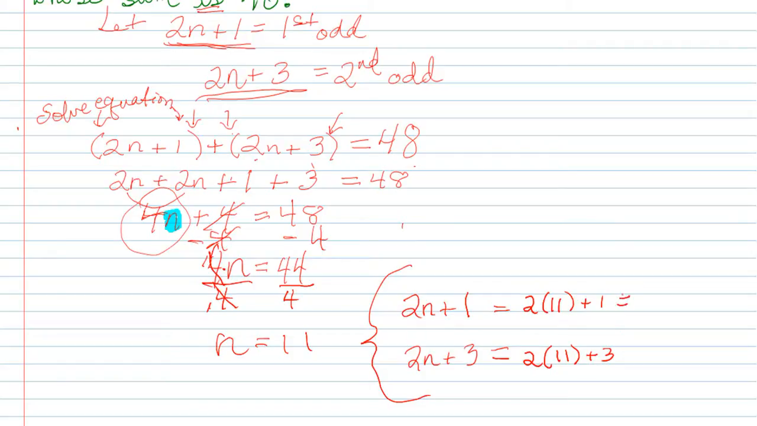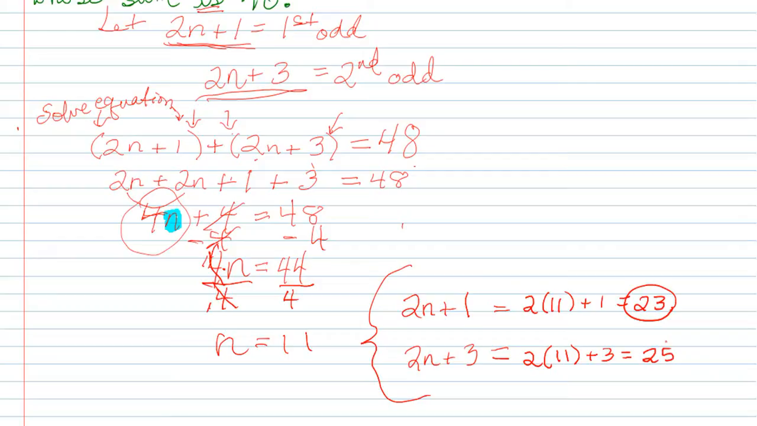What do we have here? 2 times 11 is 22 plus 1. So 22 plus 1 is 23. Make sure they're odd, right? This is the first consecutive odd integer. And then 22 plus 3 would be what? 25.